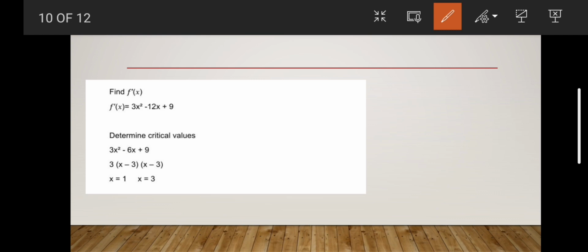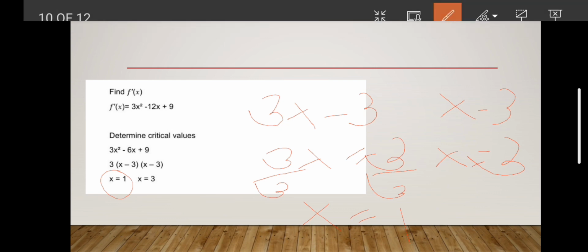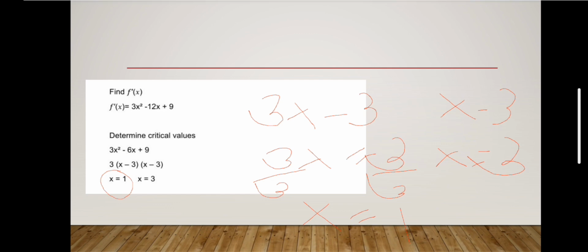So we have here 3x minus 3, it will be 3x equals 3, then over 3. So x is equal to 1. So that's why 1 is the critical value here. Then x minus 3, x is equal to 3. So that's how you determine the critical values of f prime x. So let's proceed to the next step.